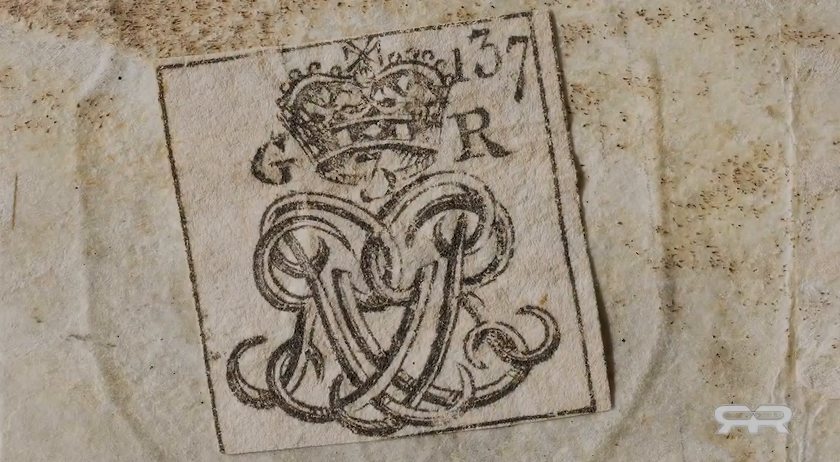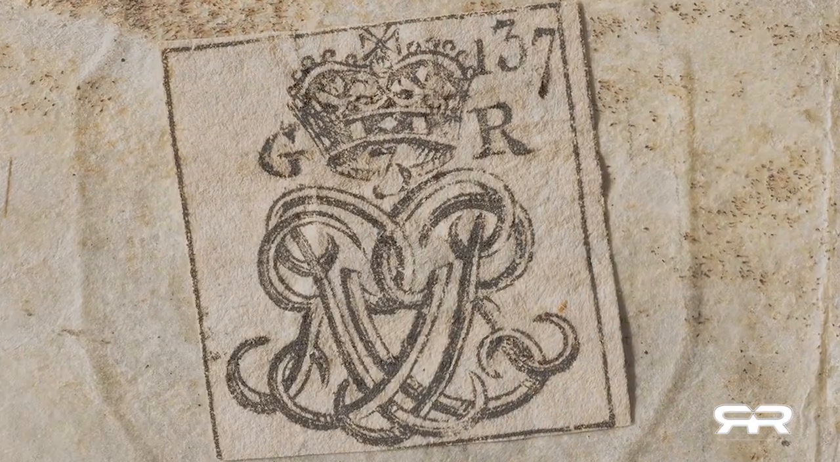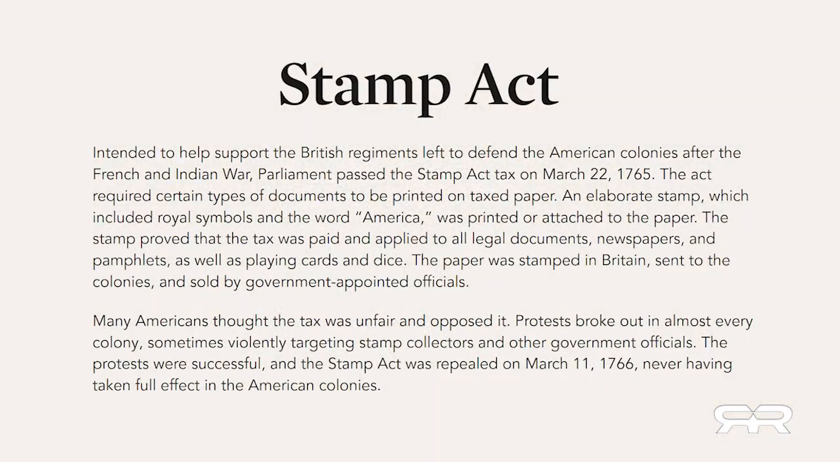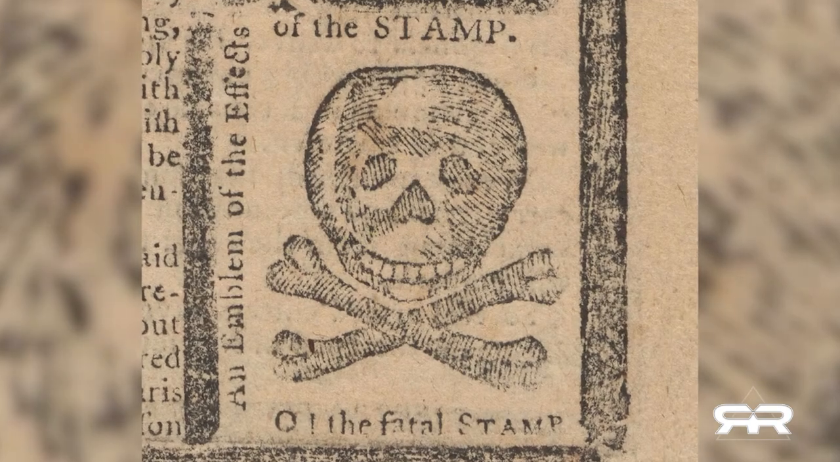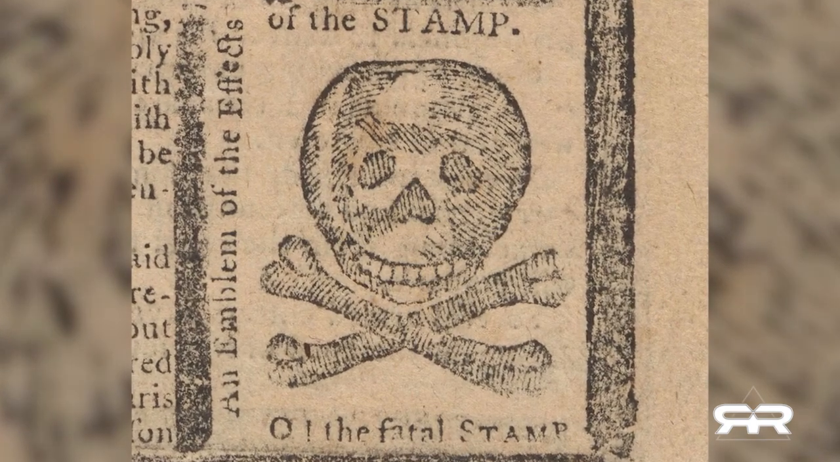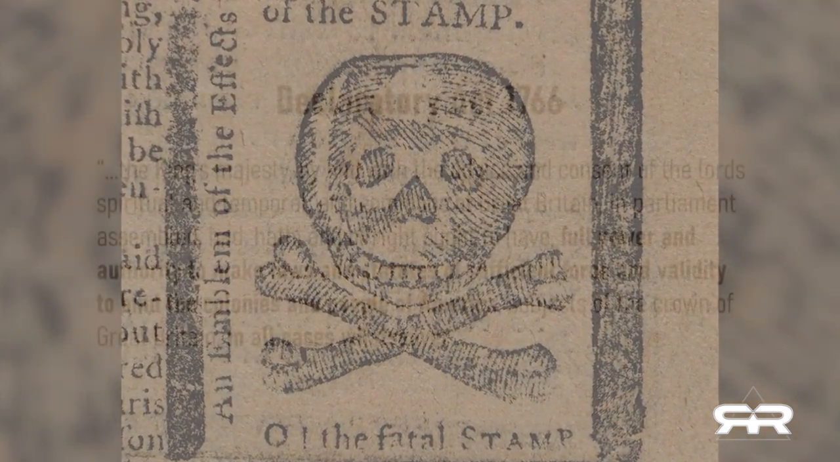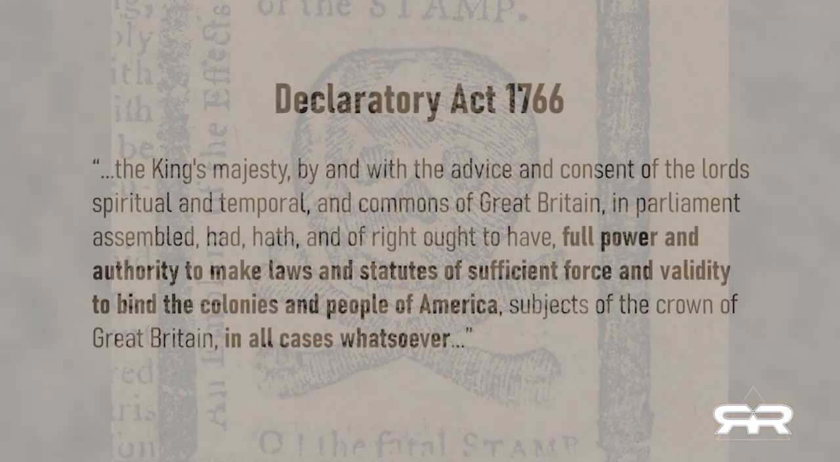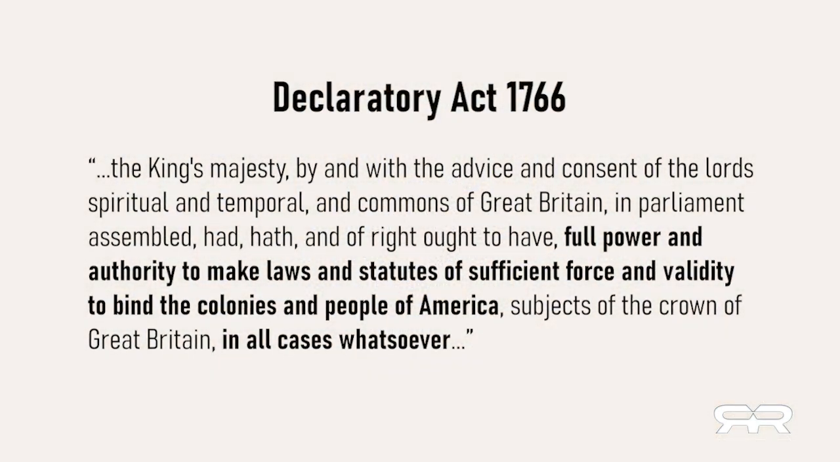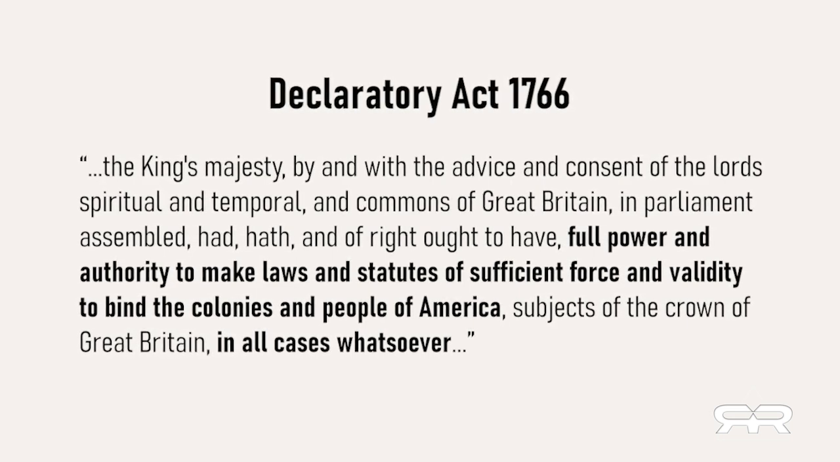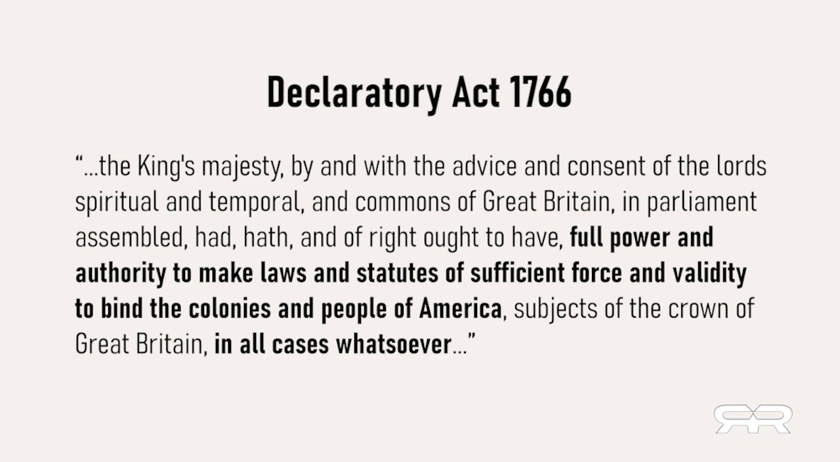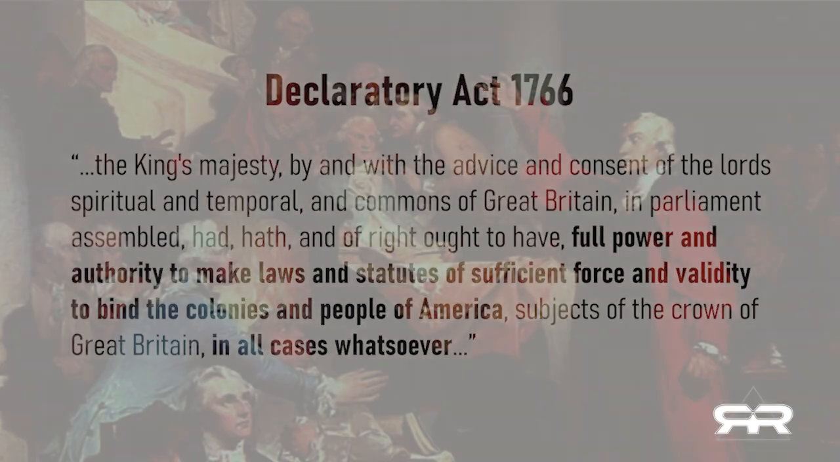The Stamp Act of 1765 was the first direct tax levied by Parliament on the colonies, which had no elected representatives in Parliament to approve or debate it. British Parliament later stated in the Declaratory Act that they had full power and authority to make laws and statutes of sufficient force and validity to bind the colonies and people of America in all cases whatsoever.